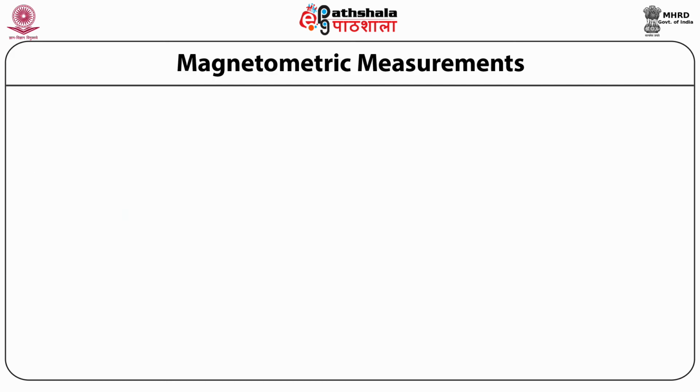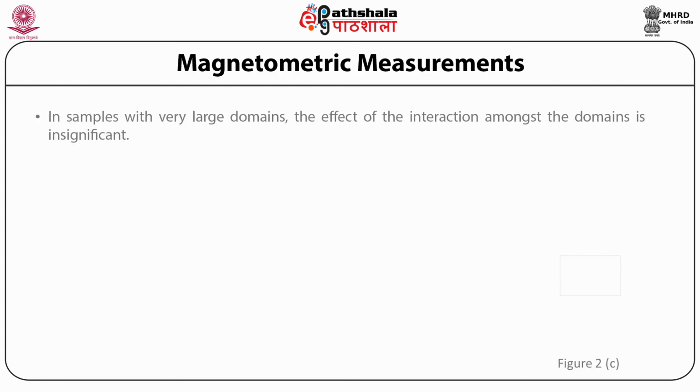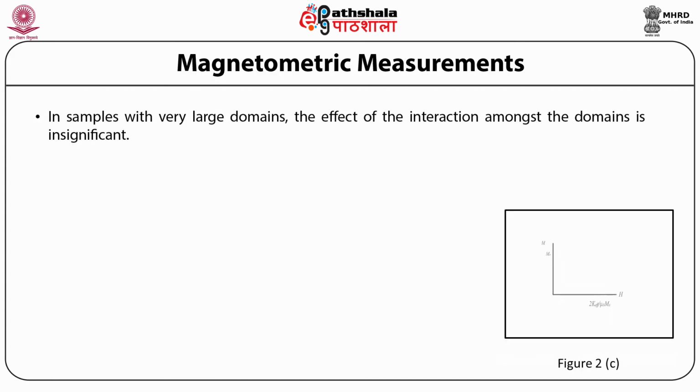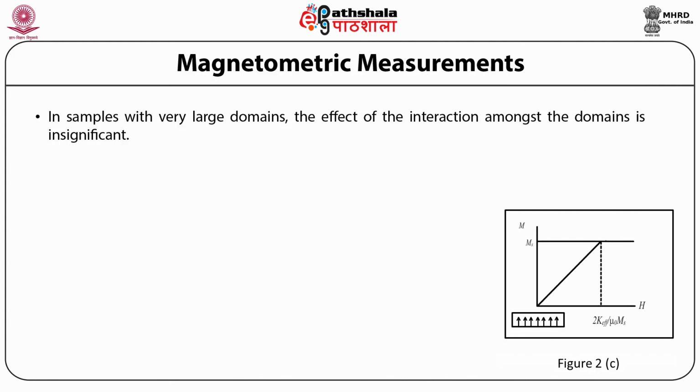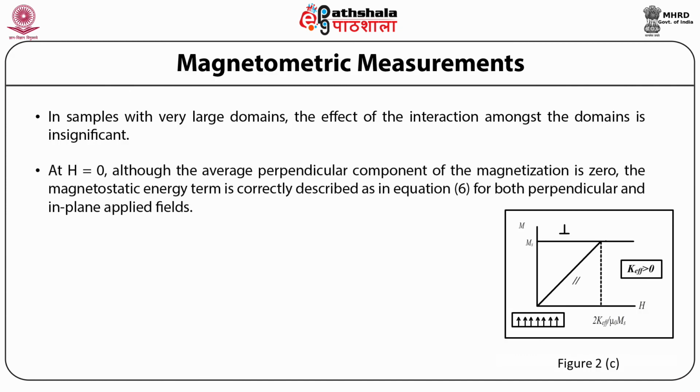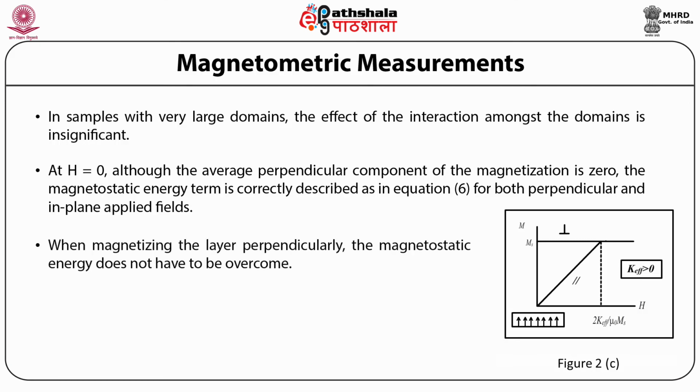Nevertheless, the area between the curves still represents the effective MAE, K effective, including the shape anisotropy. We next consider the third case, where in samples with very large domains, the effect of the interaction amongst the domains is insignificant. At H equal to 0, although the average perpendicular component of the magnetization is 0, the magnetostatic energy term is correctly described as in equation 6 for both perpendicular and in-plane applied fields.